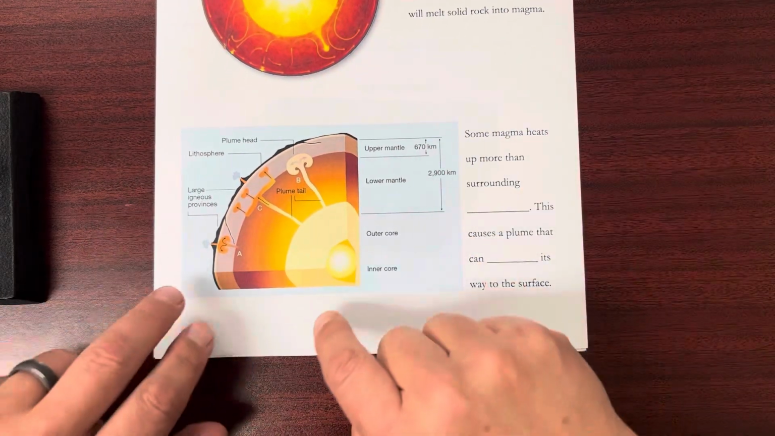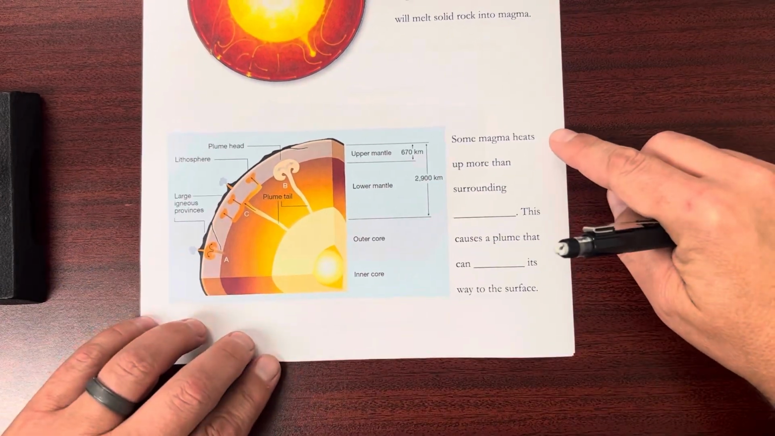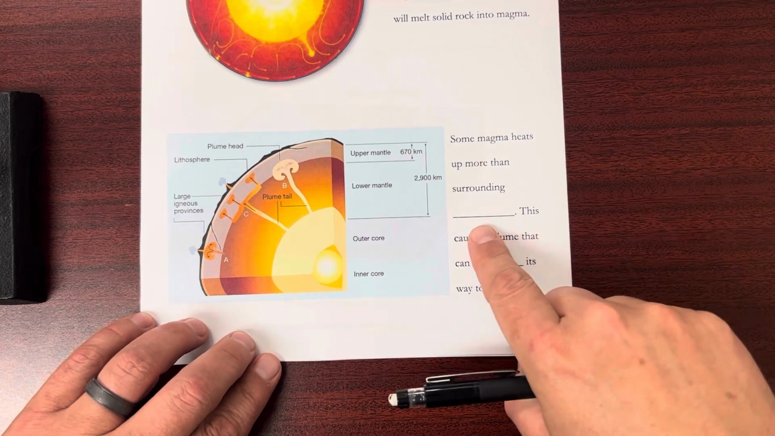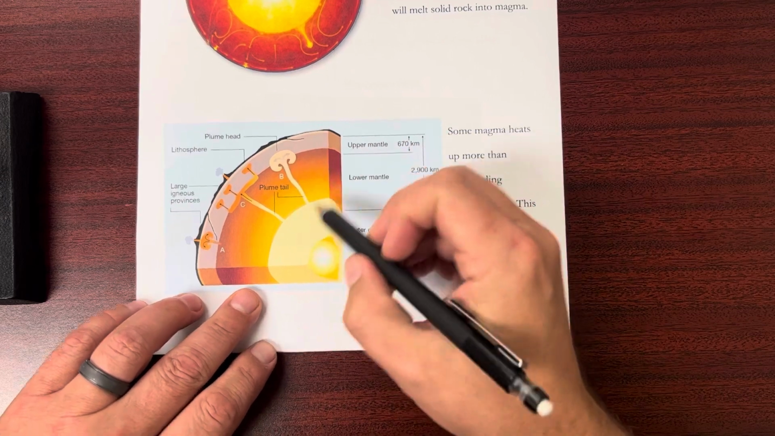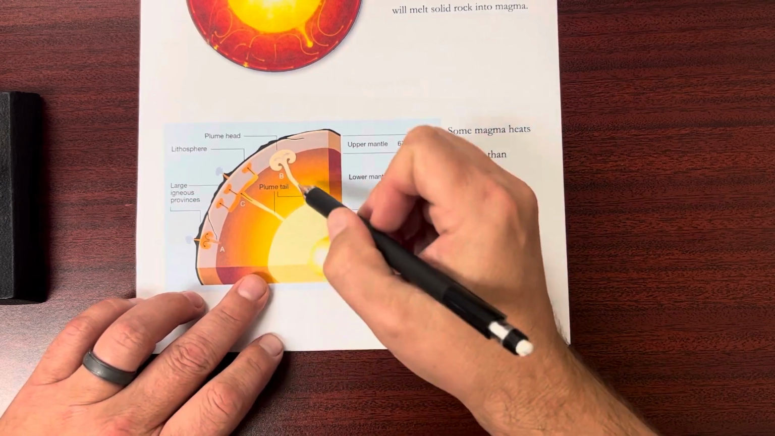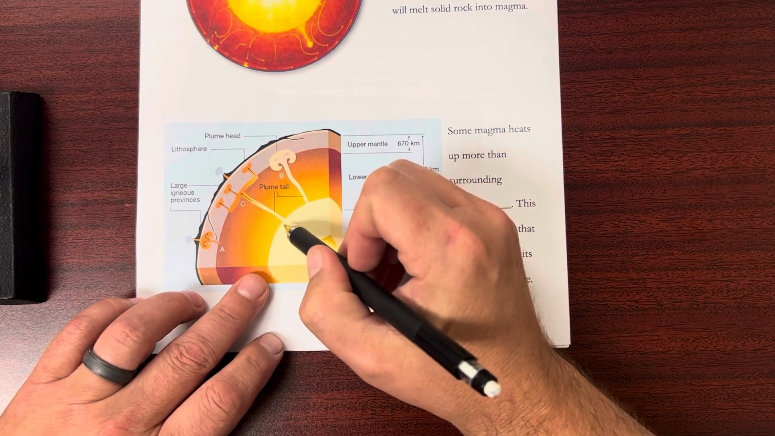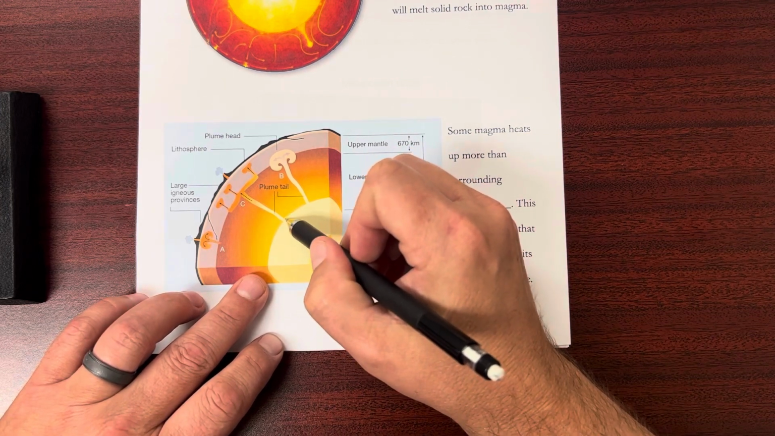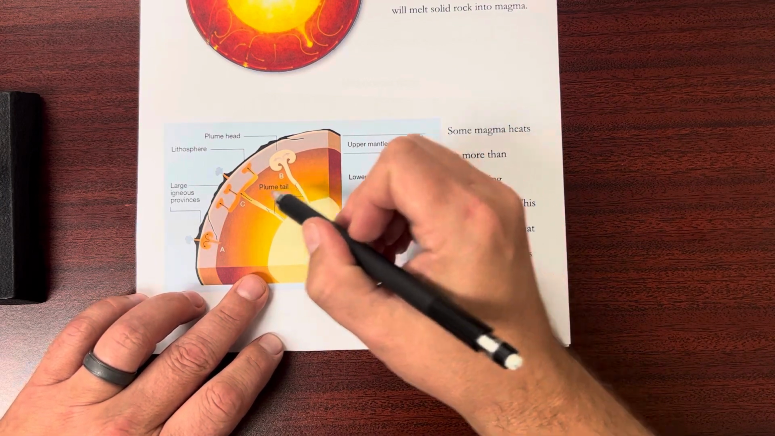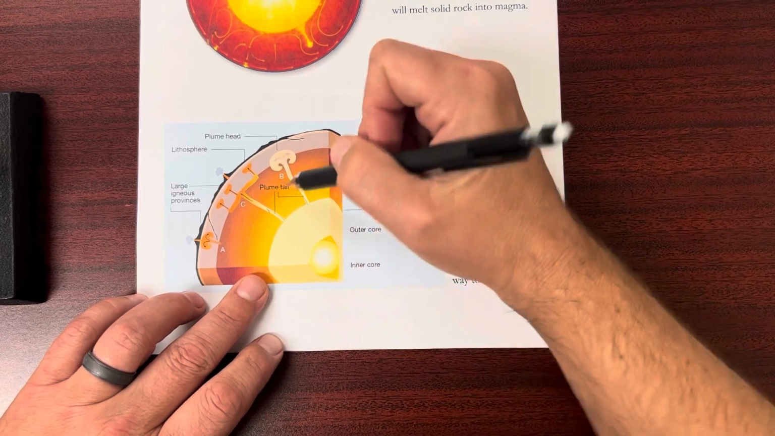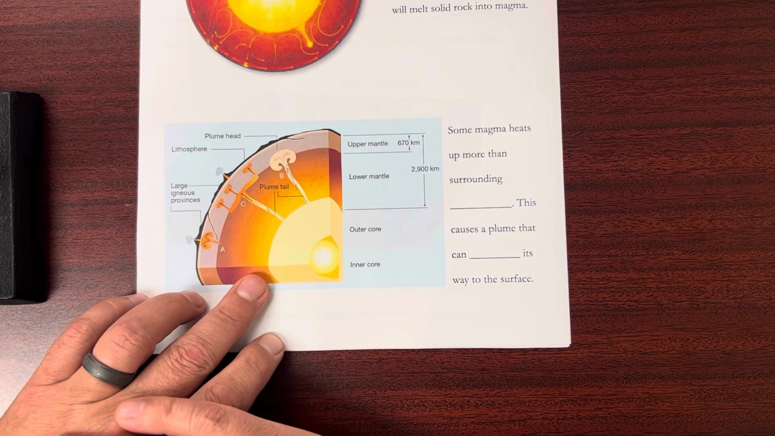Now, taking another look at the inside of the Earth, some magma heats up more than surrounding magma. And we can see in this image here, we've got the core, and then we've got these plumes. So for whatever reason, because it's not equal, some areas heat up more than others. These are hotter than surrounding areas, and they will rise up towards the crust, towards the surface.